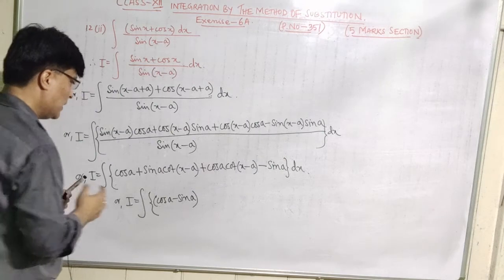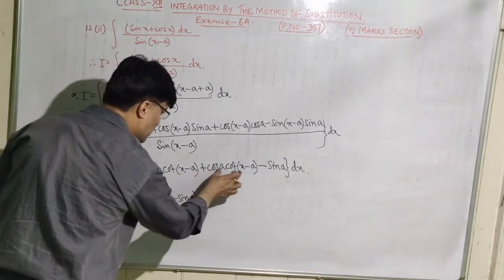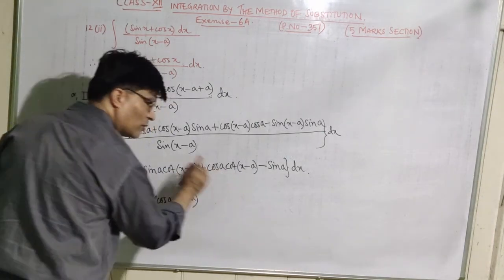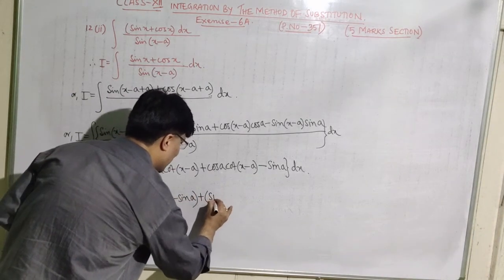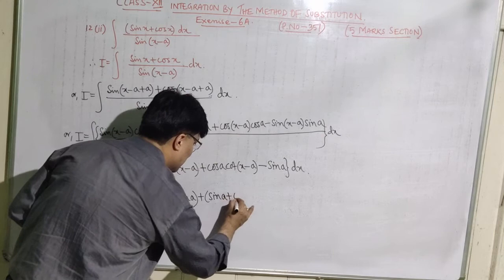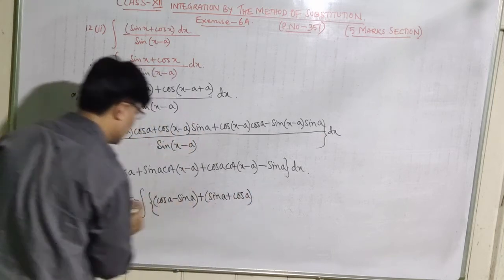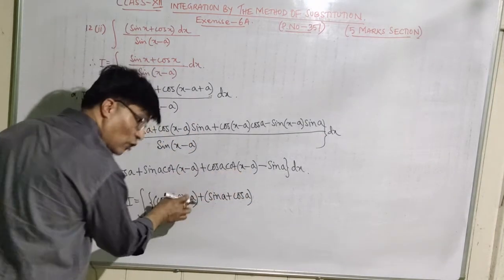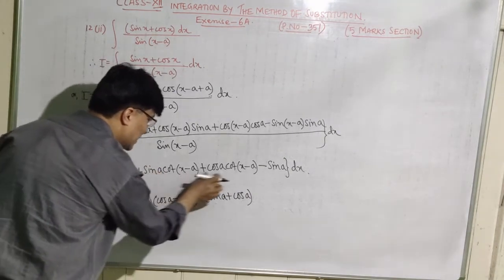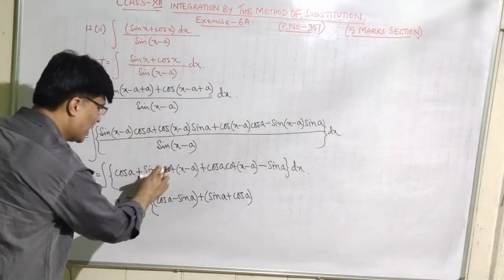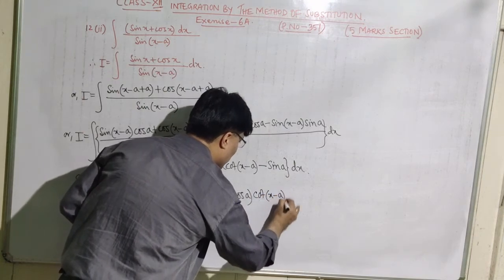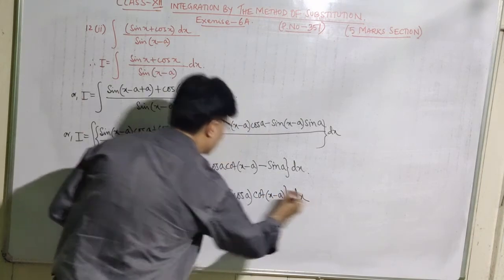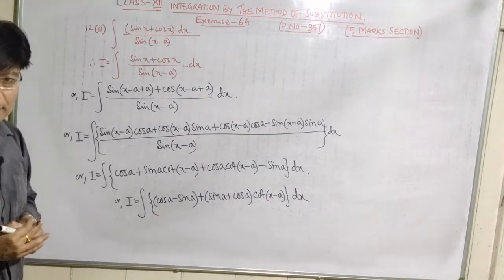And now what is common here? Cot of x minus A is common, isn't it? So plus, within the bracket we have the constant sine A plus cos A. Here cot of x minus A is common. So within the bracket, sine A plus cos A. So we have cot of x minus A in this case. So it is cot of x minus A, second bracket closed, dx. I hope you have understood it.